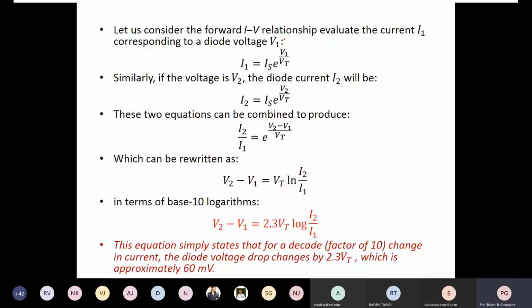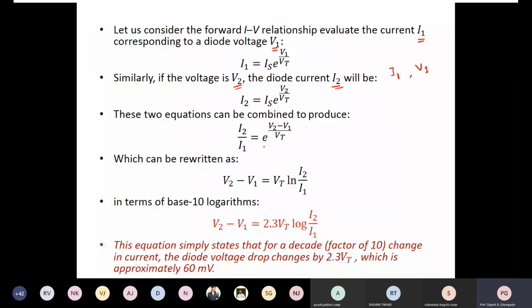What I'm doing is simply substituting I1 instead of IF. I want to find out what I1 and V1 are. It's simple. I have to simply substitute I1 is equal to IS into e to the power V1 divided by Vt, where V1 is the voltage across the diode. Similarly, at some other point, I can have the same relationship for I2 and V2. So these two equations I have, and if I combine them in a simple way, I can just take the ratio I2 by I1 and I'll end up with this interesting result.